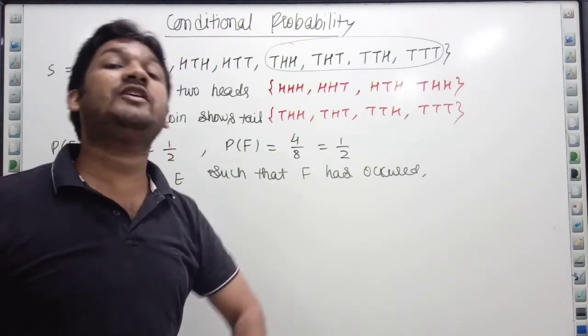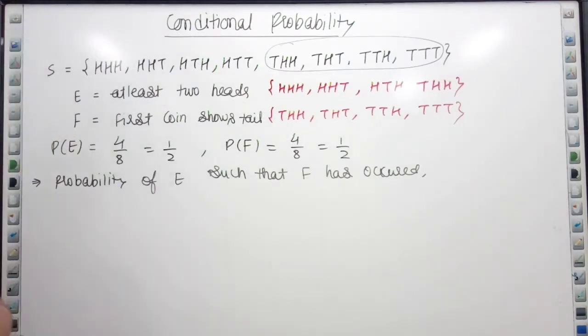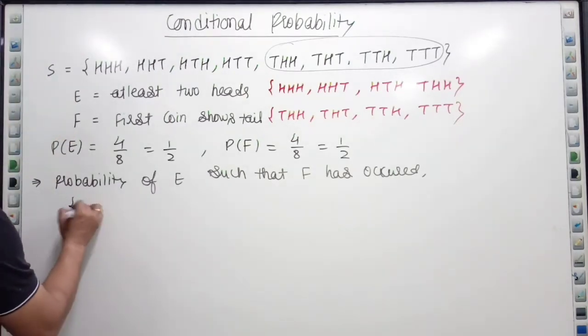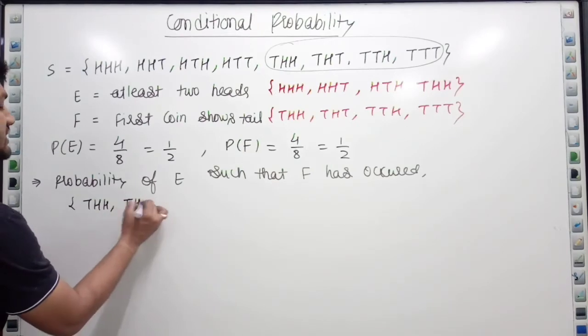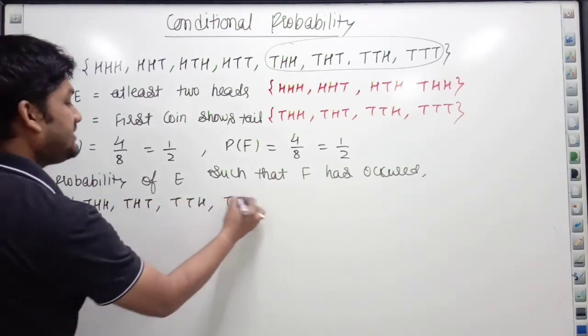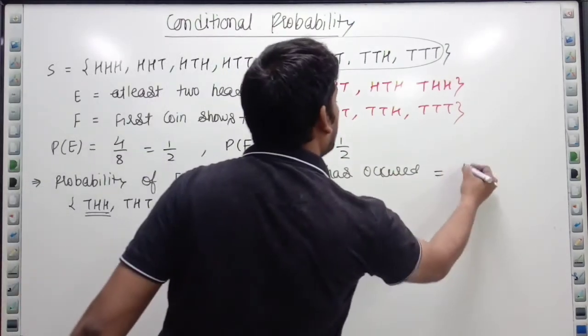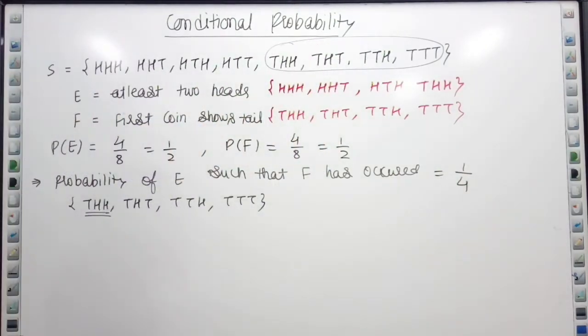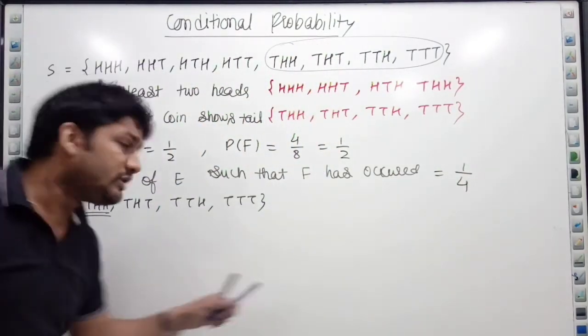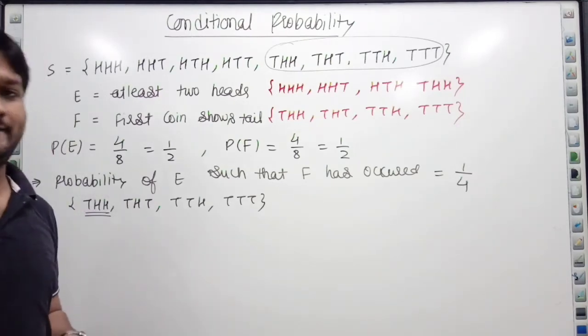Now what is the favorable outcome now? We have THH, THT, TTH, TTT. Favorable outcomes means E, at least 2 heads, and only 1 outcome we have out of the sample space. So we can say the probability of E such that F has occurred is 1 upon 4. How? Total outcomes are 4 and favorable outcome is 1.